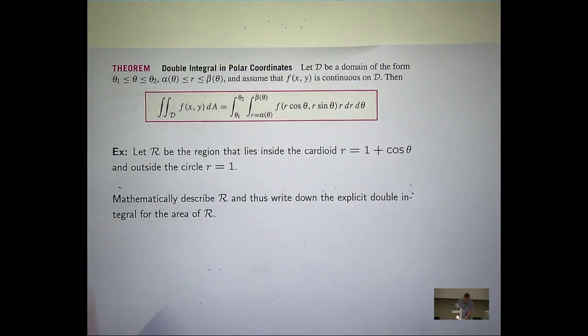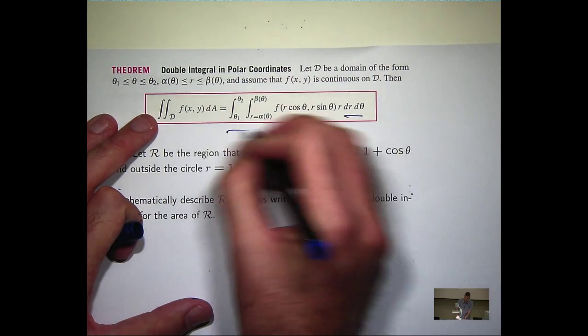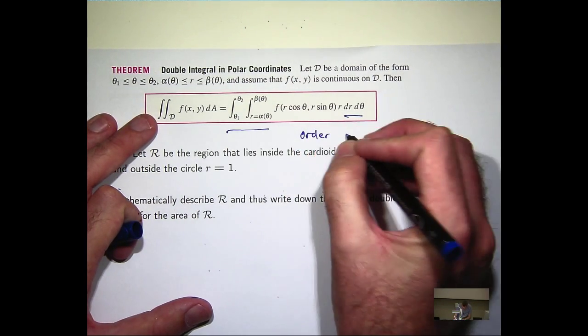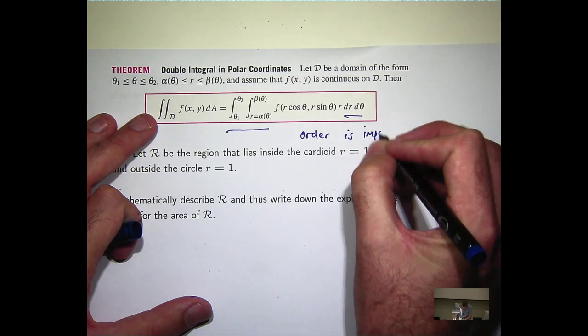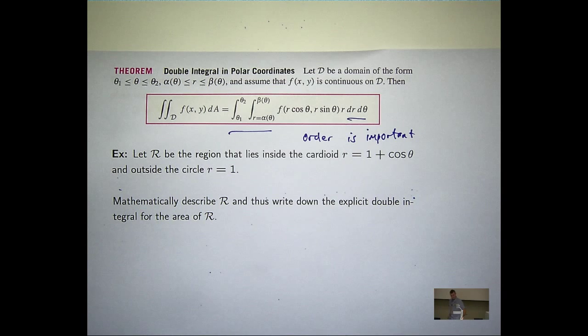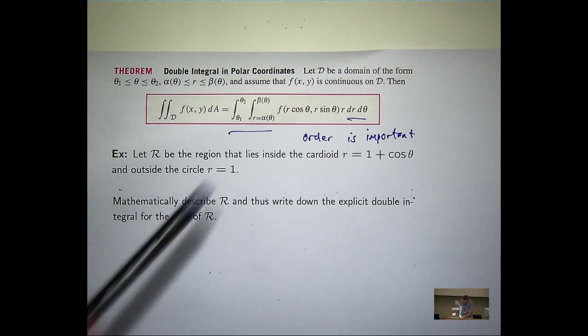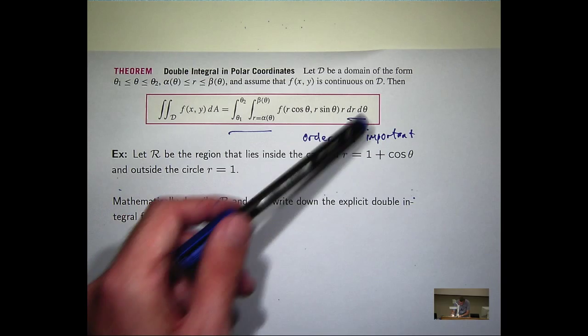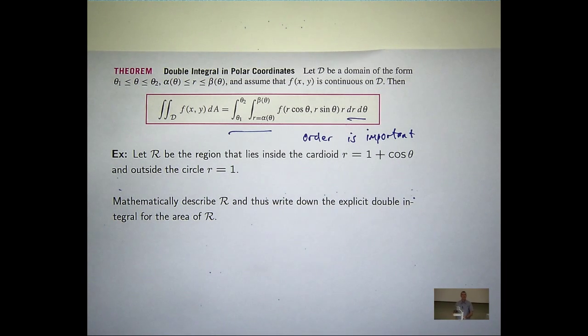Over here, the order is important. You can't just switch these willy-nilly. Notice in this setup, the thetas are always on the outside. So the theta's here and the d theta here. They should be constants from that setup. Otherwise, you're not going to get a number for your answer.